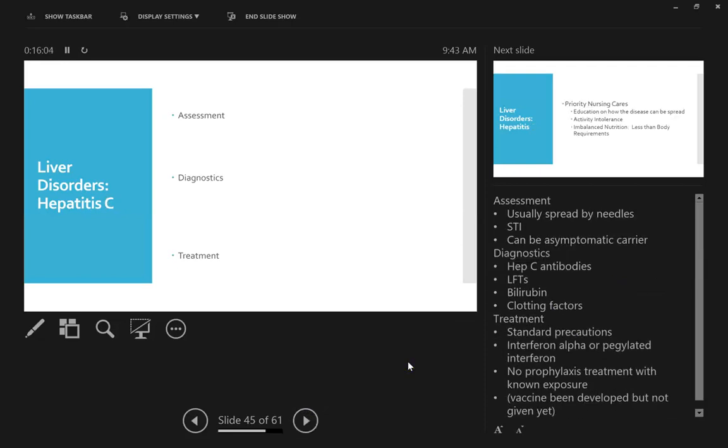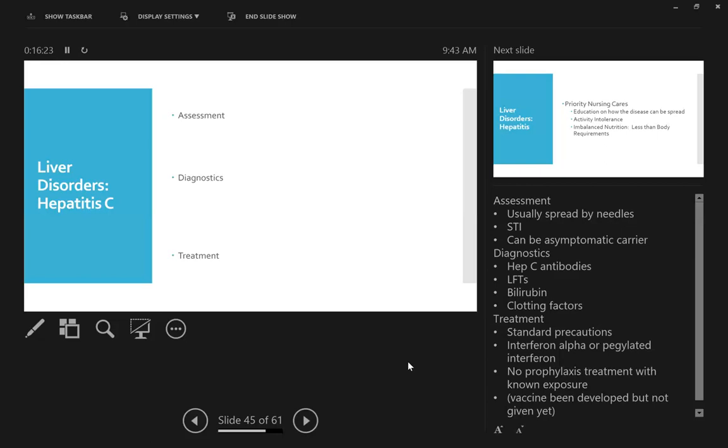All right, hepatitis C, I'm going to just breeze over a little bit. This is not on your exam. I've got this on a note. This is usually spread by needles. It can be an STI with unprotected sexual contact. You can have asymptomatic carriers as well. Diagnostics, looking now for the hepatitis C antibodies. Also monitoring LFTs, bilirubin, and clotting factors.